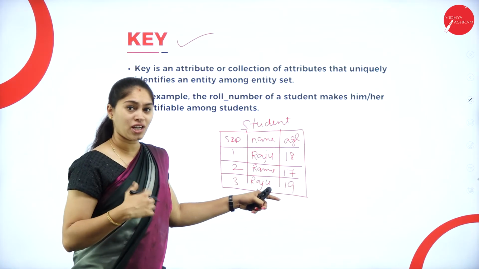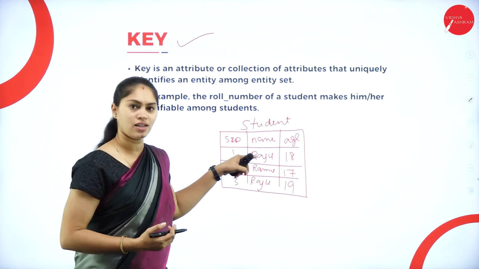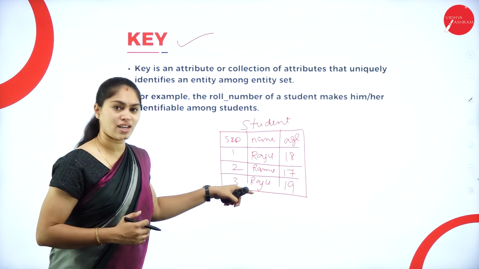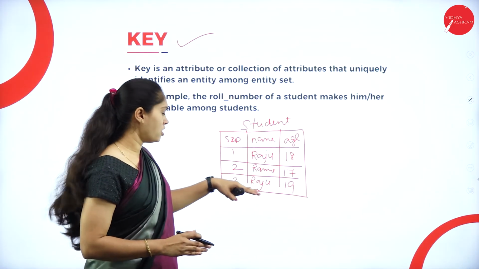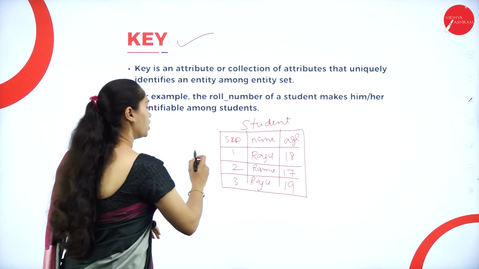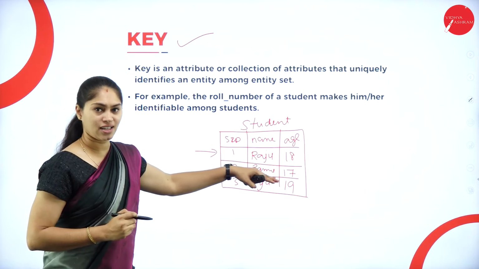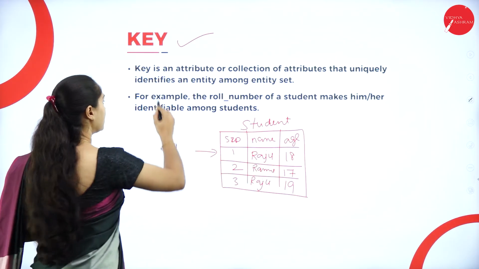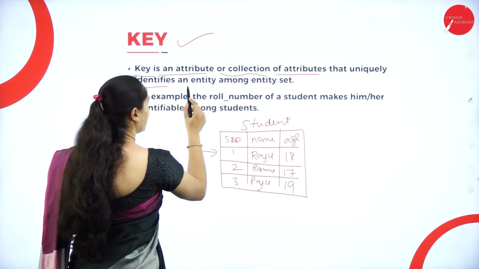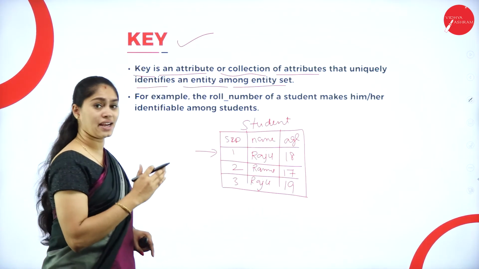Then if I want to update anything for student ID 1, Raju, that should not affect the content of student ID 3, whose name is also Raju. That is the reason we have a key, in order to uniquely identify an entry in a table. So a key is an attribute or a collection of attributes that uniquely identifies an entity among the entity set.